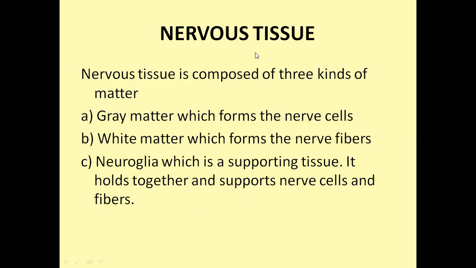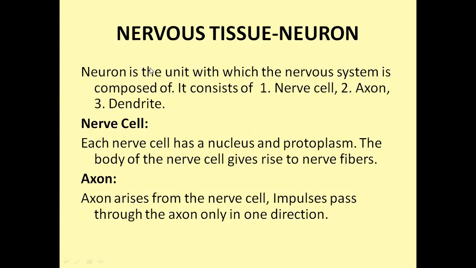Coming to the next tissue, nervous tissue. It is composed of three kinds of matter: gray matter, white matter, and neuroglia. Gray matter forms the nerve cells; white matter forms the nerve fibers; and neuroglia is the supporting tissue, which holds together and supports the nerve cells and fibers. So, nervous tissue.